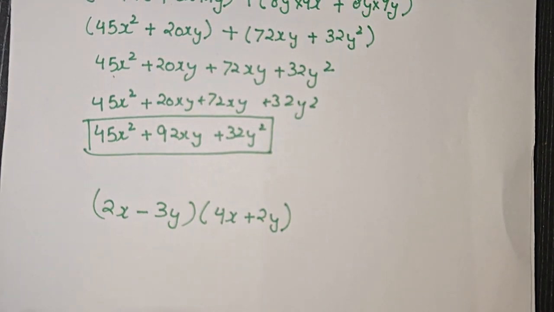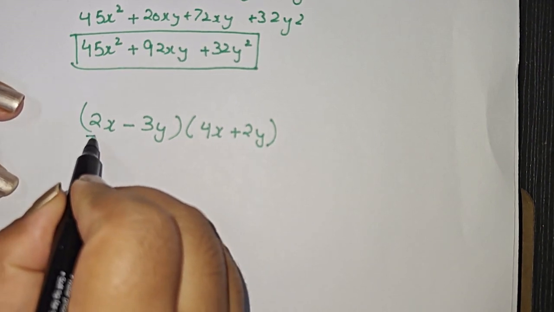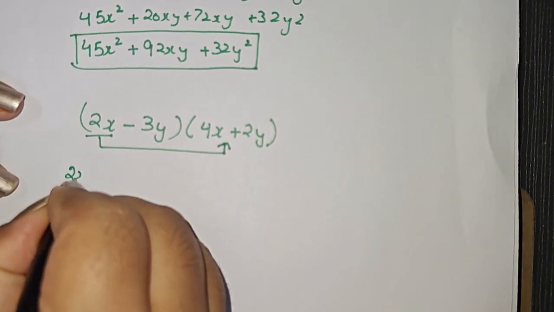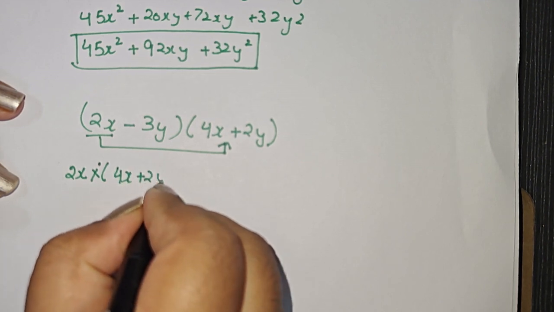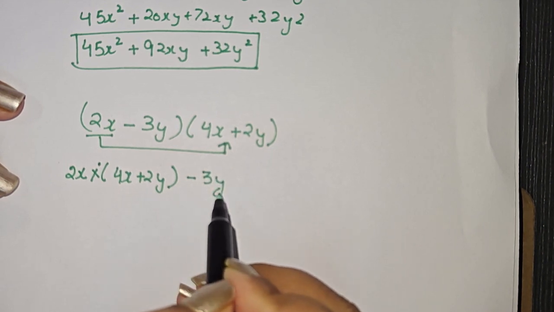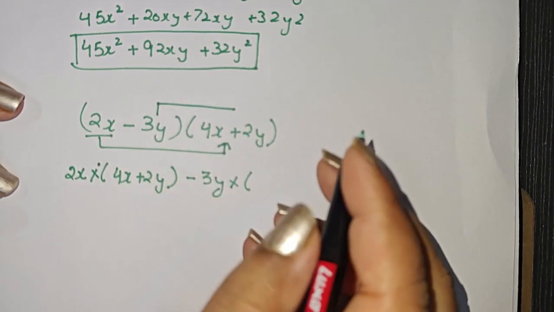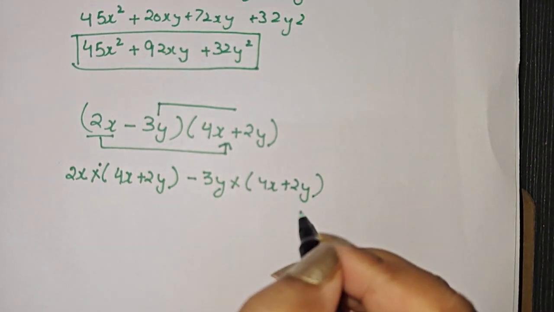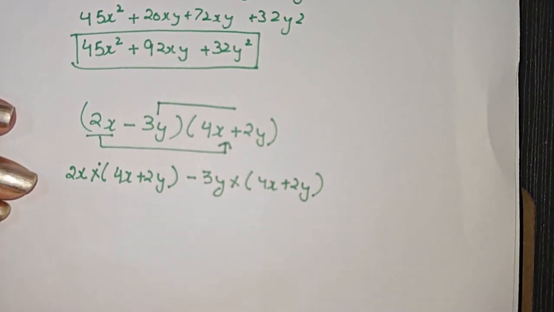So how am I going to do this? First of all, as we have done earlier, I will multiply this term with this whole polynomial. So it will be 2x into 4x plus 2y. Now this sign will come as it is. Now I will multiply this by this whole polynomial, so it will be 3y into 4x plus 2y.